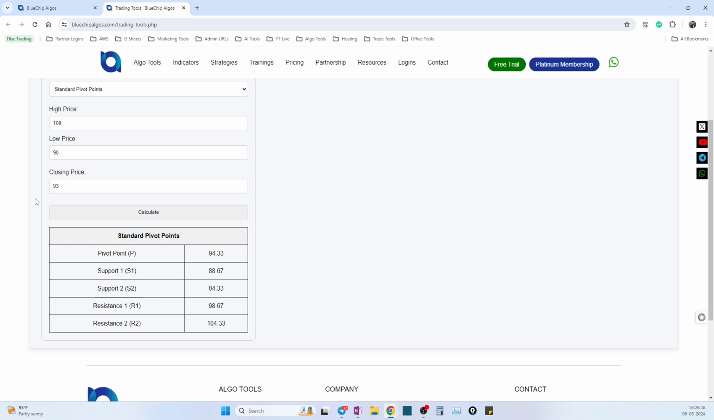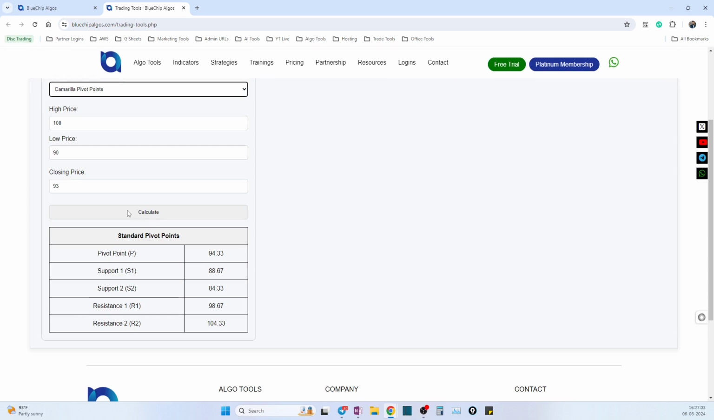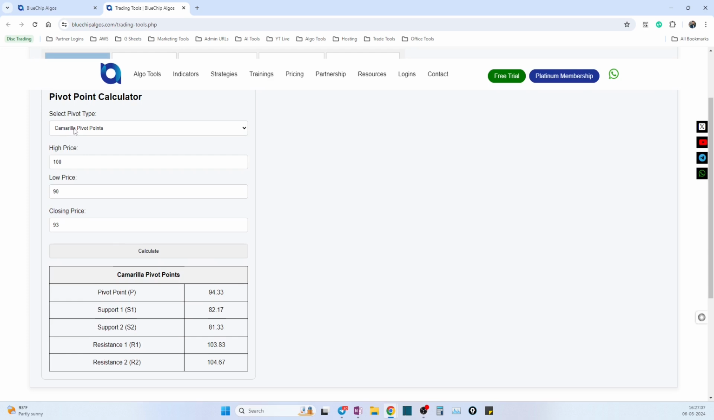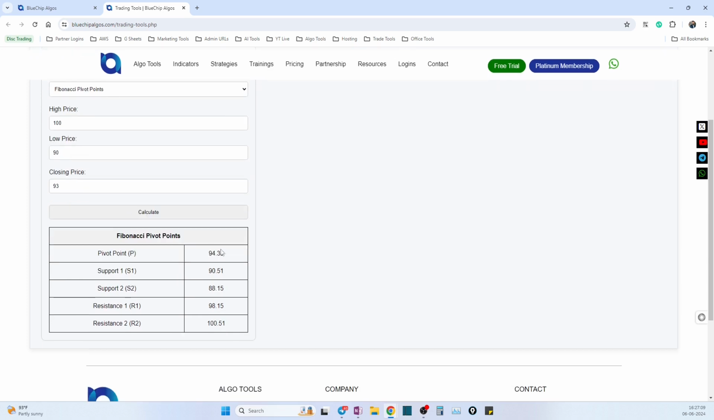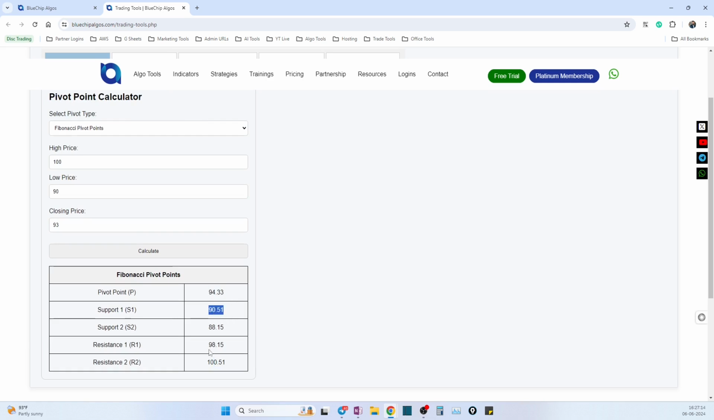As I mentioned, you can see that the closing price of yesterday was 93. So your supports obviously will be below the closing price, and then the resistances will be above the closing price. You can also change the type of the calculator and hit calculate. The levels would change slightly, not too much. You can see that even for Fibonacci we have different resistance and support levels. In some cases it might actually change quite a bit.